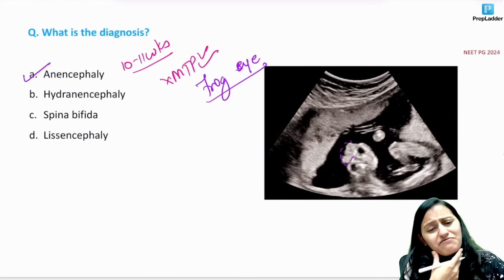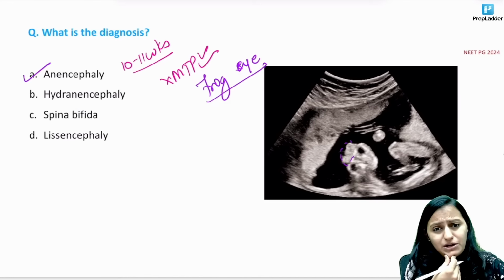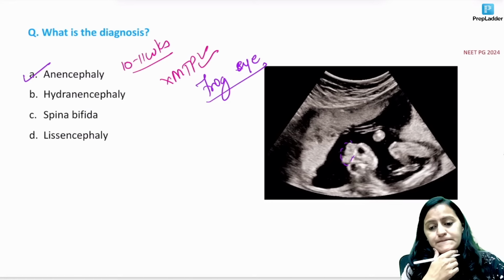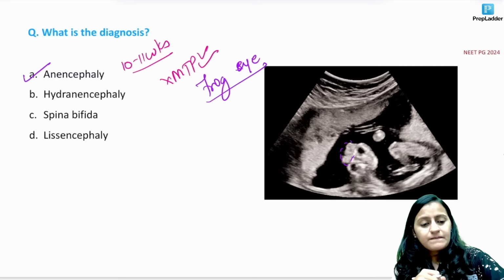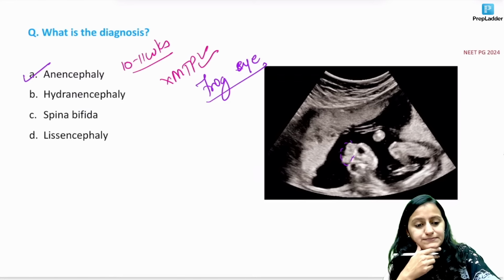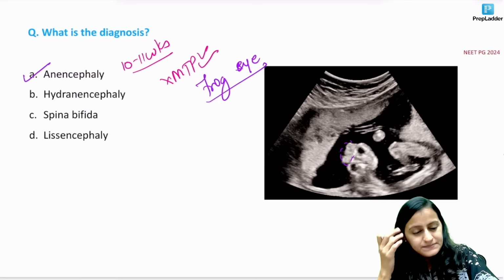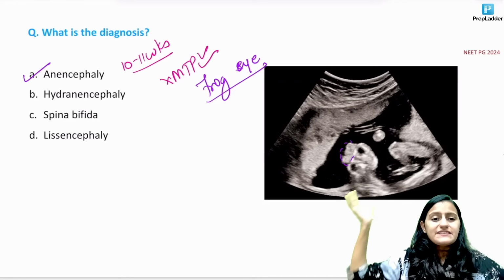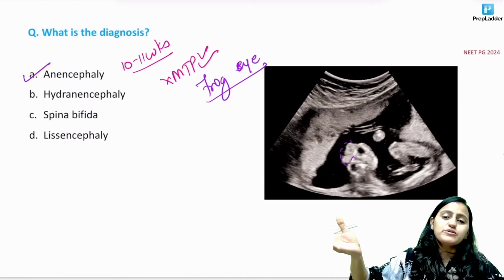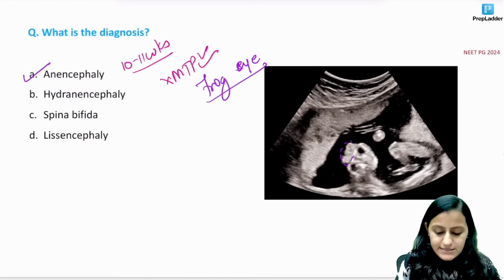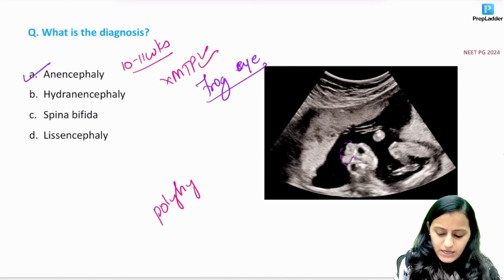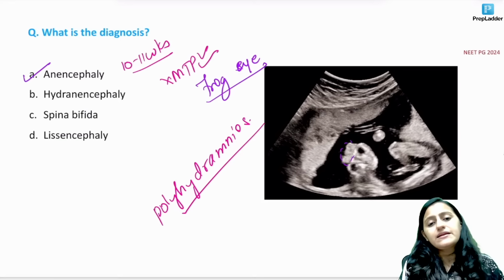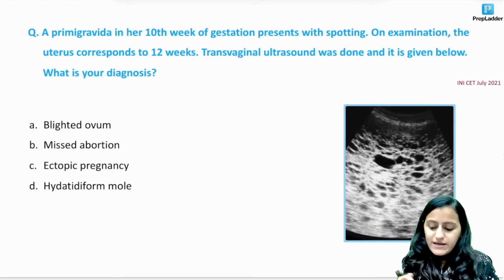Anencephaly is associated with oligohydramnios or polyhydramnios. What is there? Poly, right? Because of the open brain, the CSF comes out into the amniotic fluid, adding to it. So remember that it is polyhydramnios. Polyhydramnios is what is present in anencephaly. Correct. What is this one?